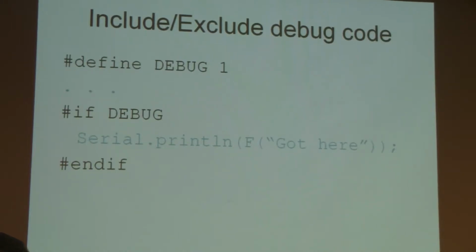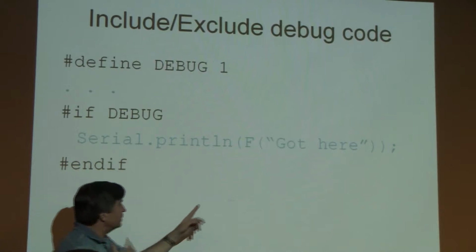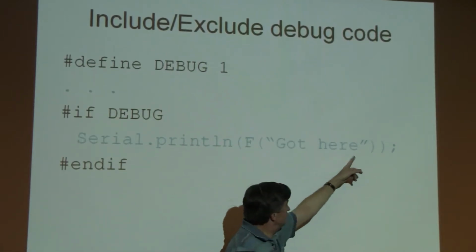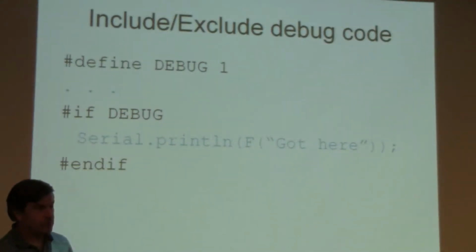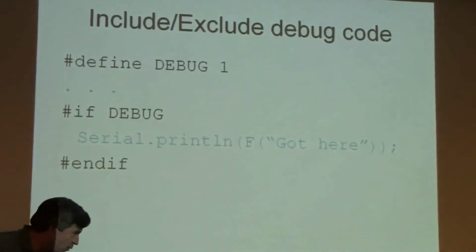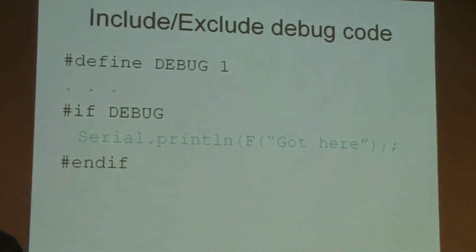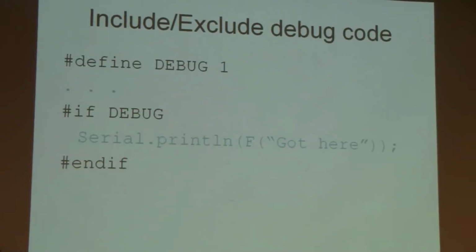Question real quick, that F that you have in there is special. I forget exactly how. Could you explain that? Sure. Yeah, the F is special. It tells the compiler, instead of putting that string on the heap, to put it into program space. So it's one of the ways of saving your precious RAM. Although on the chips I use, program space is pretty precious as well. But that's what it's for.